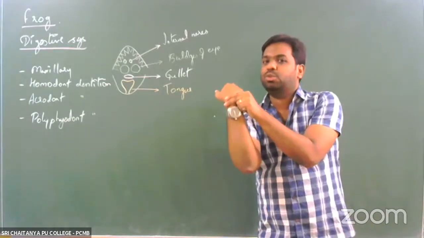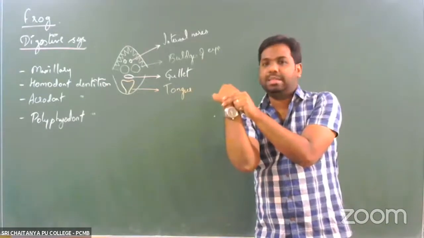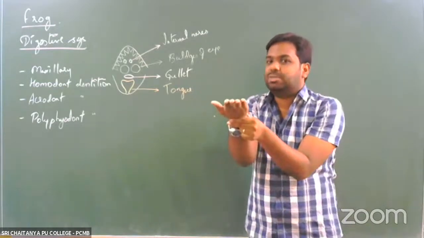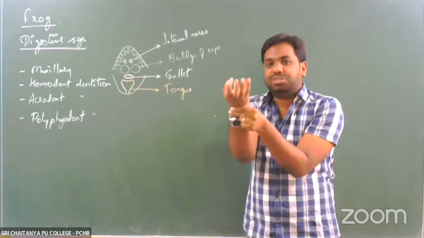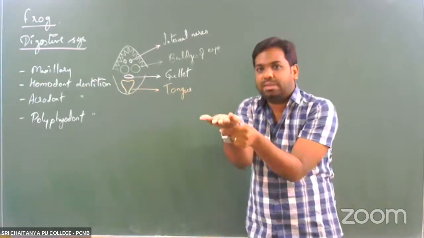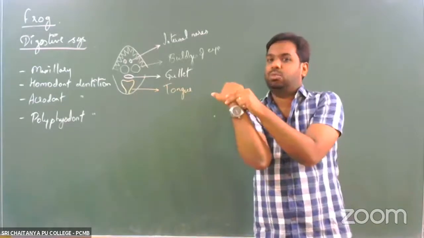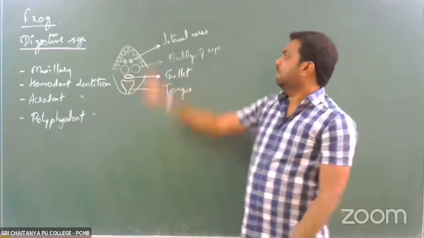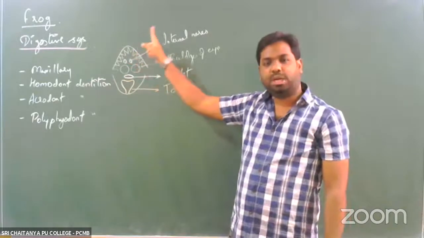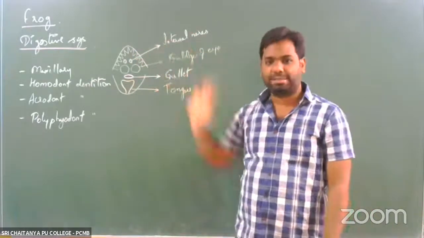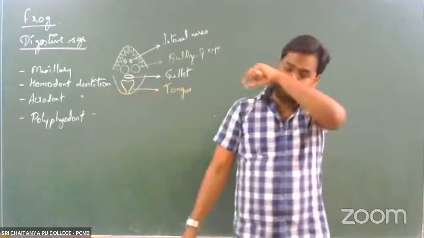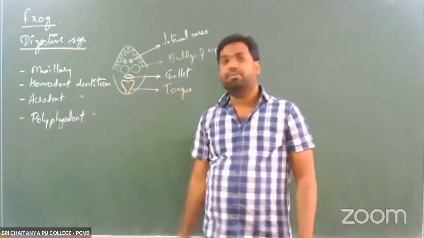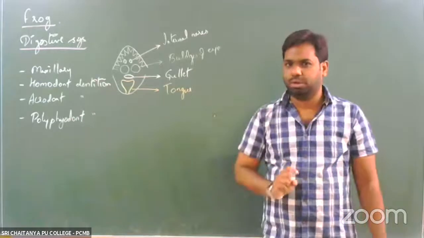Such that whenever these organisms have to feed on any insects, they start putting their tongue out. Through the mucus secretions present on the tongue, the insect will stick onto the tongue, and with the help of the tongue, they will take the insects towards the inner part of the buccal cavity. Things you need to remember here: they have teeth present only on the upper jaw, maxillary teeth, and a few things we have already seen regarding the teeth: homodont dentition, acrodont dentition, and polyphyodont dentition. This is one thing you need to remember.